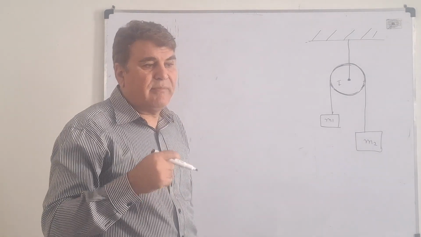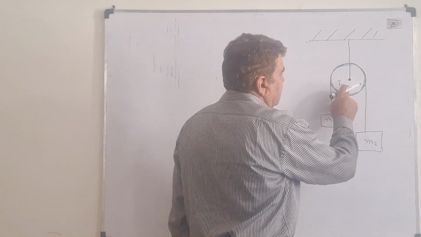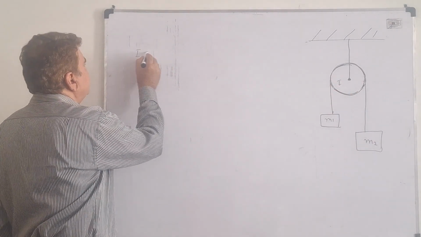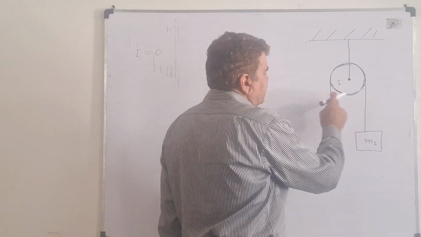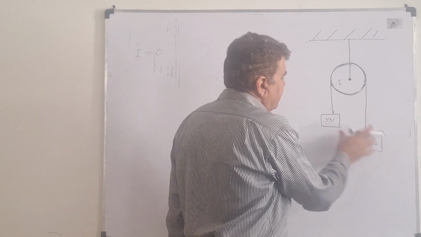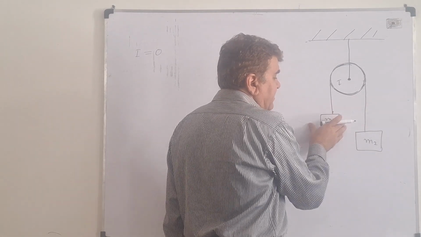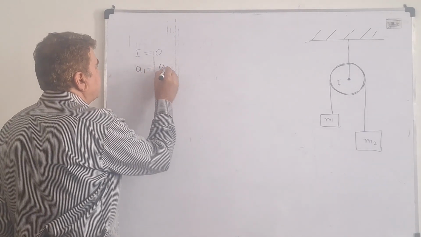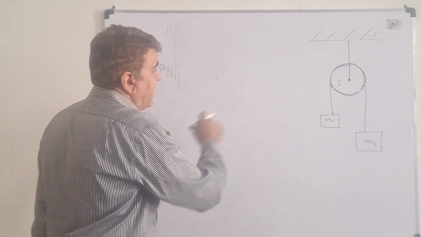But I will solve this problem under very simplified conditions. That is, I consider the pulley to be of negligible mass, and that would give me I, the moment of inertia, equals 0. Secondly, I consider that the rope is inextensible, and if the rope is inextensible, that means the acceleration of this mass is exactly equal to the acceleration of this mass. So the acceleration A1 is exactly equal to the acceleration A2 of the masses.